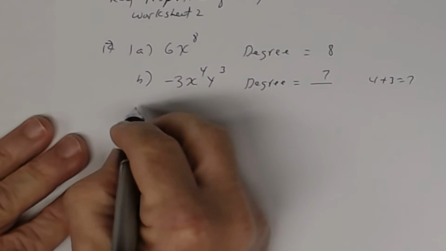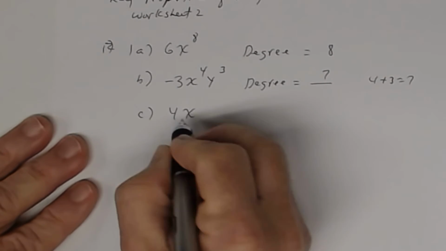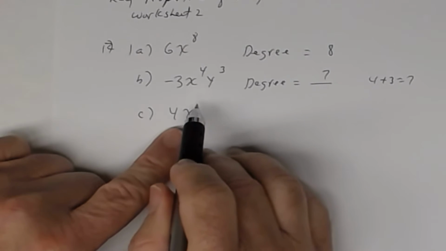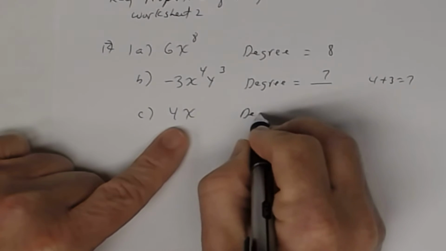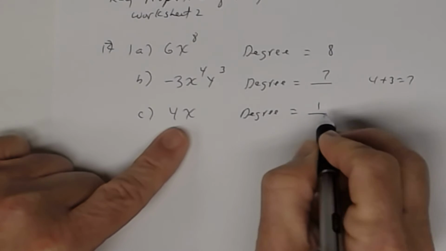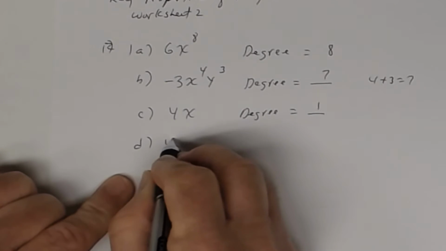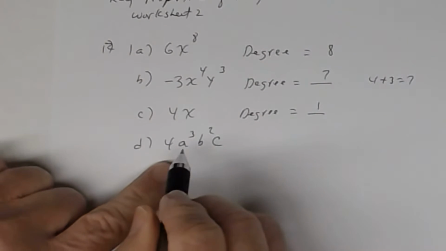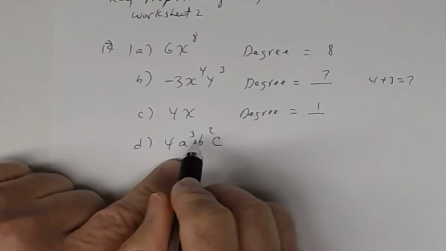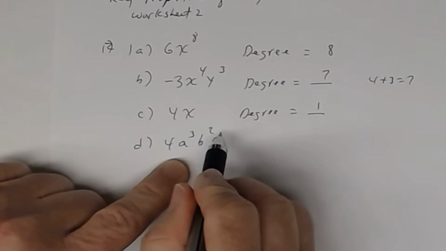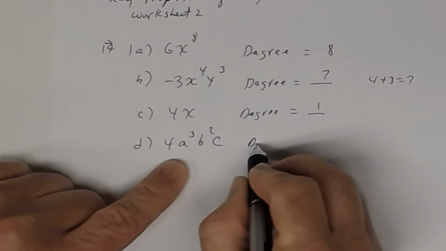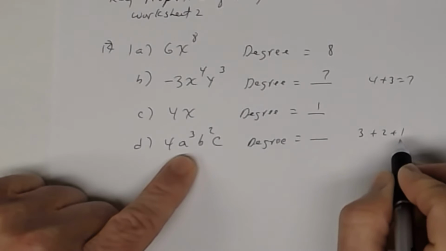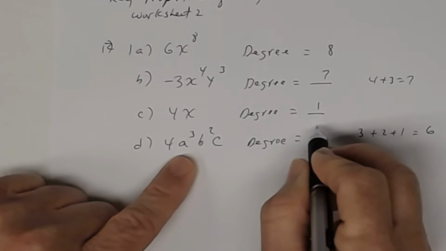Let's look at letter C. Letter C, we have 4x. Well, similar to 1a, right? There's only one variable. What's that exponent? That exponent is 1. So the degree here is 1. In D, we have 4a cubed b squared c. Notice I have three variables, so I've got to look at the exponents. This is 3, this is 2, this is 1, that implied 1. So the degree is 3 plus 2 plus 1, which will be 6.